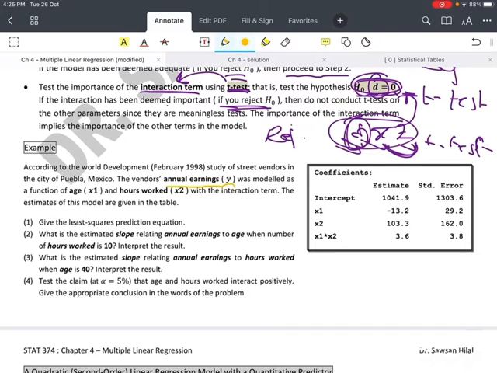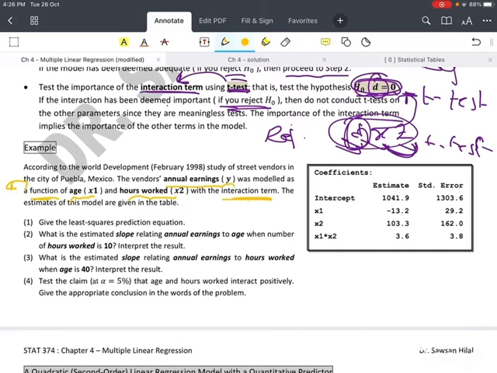So Y is what? It is the annual earning. It was modeled as a function of, we said as a function of means what? What comes before is Y, what comes after is X. So this will be X1, this will be X2. So we have two X's with the interaction term. It says that this model has an interaction term.